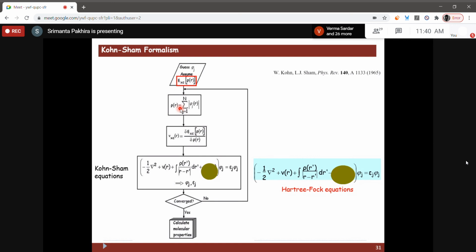Then if we know the exchange, take the derivative with respect to rho, you will get the exchange correlation parameters, which is the exchange potential. Then it will be put in the equation here. You can see that what is basically it was the Hartree.